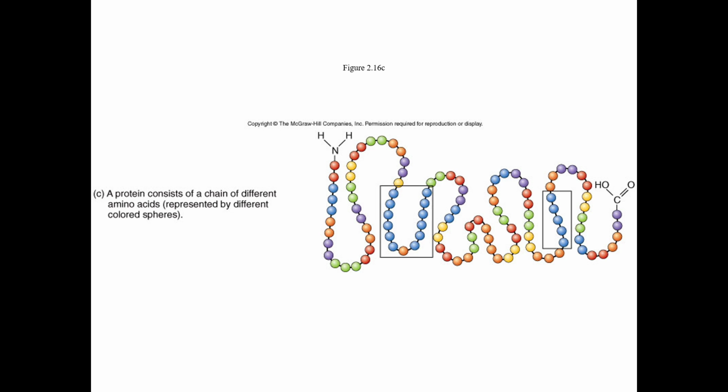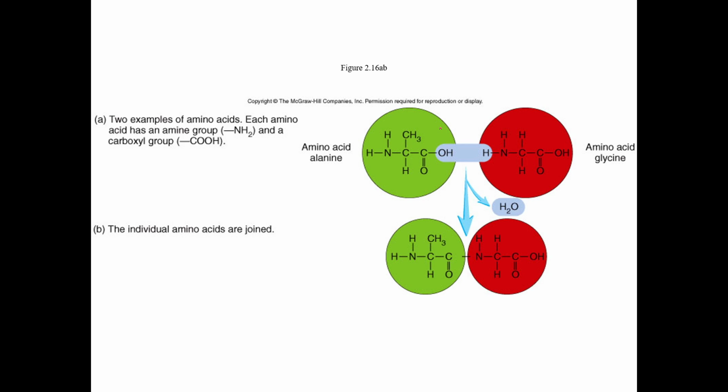So this is a protein chain, and each of these protein chains is made out of amino acids. An amino acid should contain NH2 and a carboxyl group. A carboxyl group is C double bond O, OH.